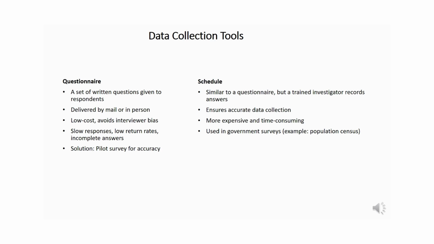It is cheap and prevents interviewers from influencing answers. However, responses can be slow, few people may reply, and some answers may be incomplete. To fix this, a pilot study can be done first to improve accuracy. Then another tool is a schedule.